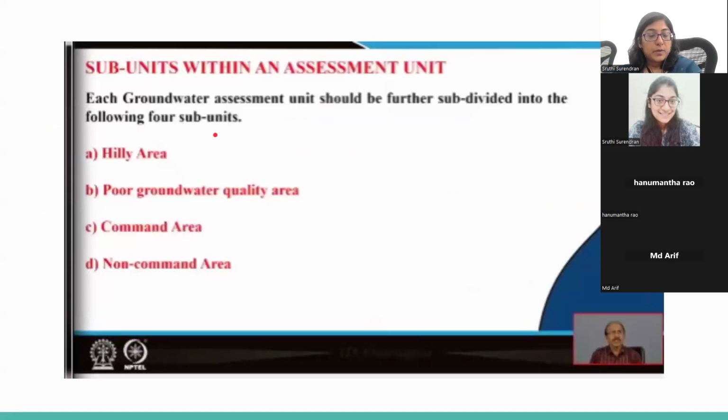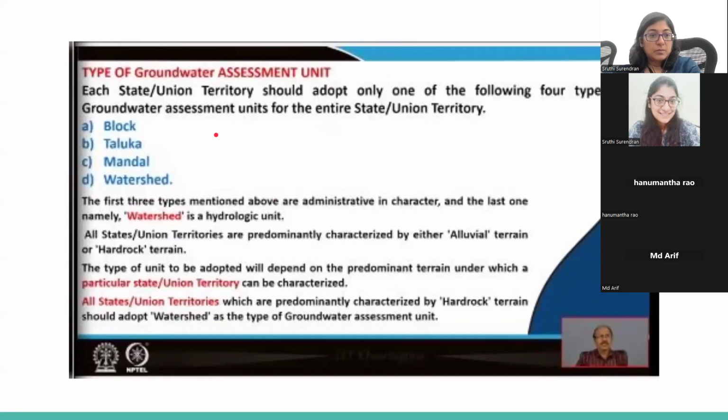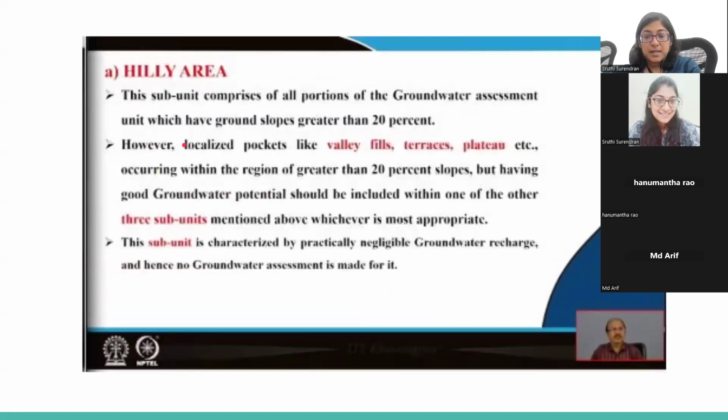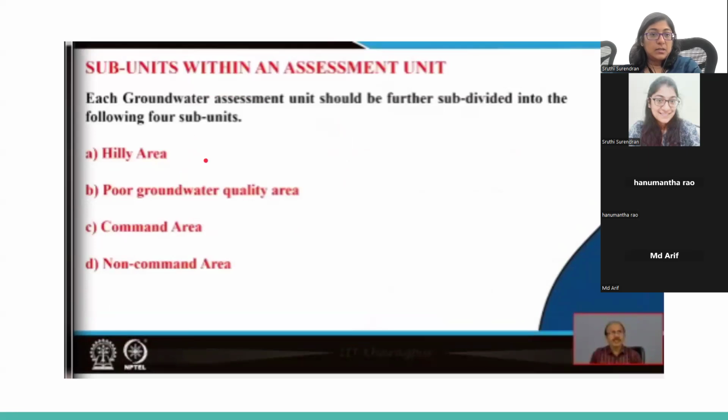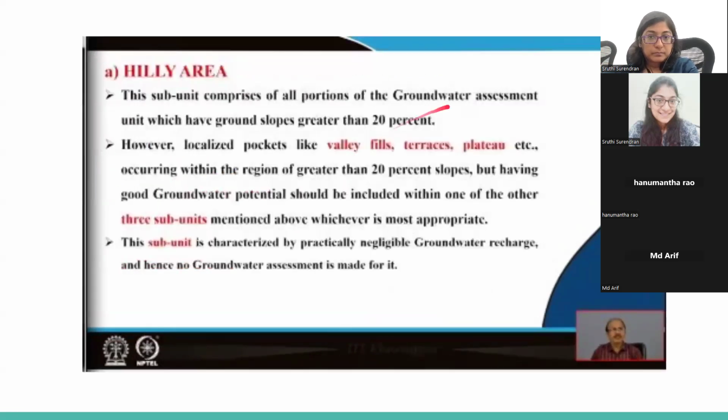Now there are also sub-units within these blocks, taluks, mandals, and watersheds. That is based on the terrain of that area. First is the hilly area, then there is the poor groundwater quality area, command area, and non-command area. So in every block, taluk, mandal, or watershed, the areas are also divided into these subcategories. So what is a hilly area?